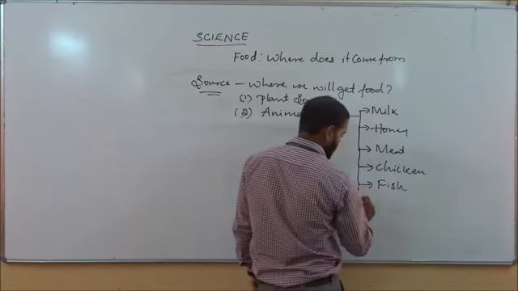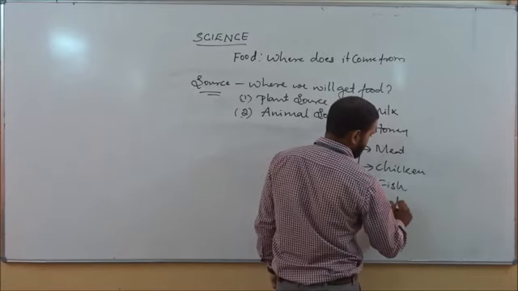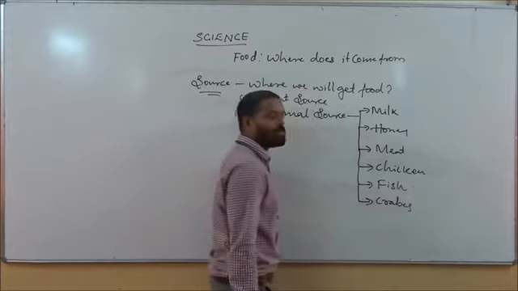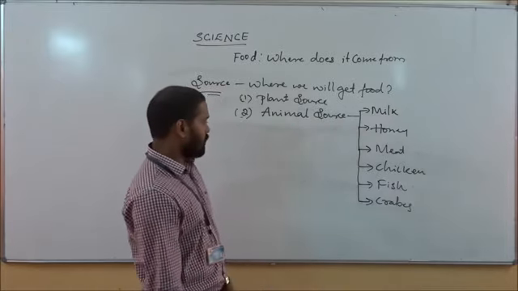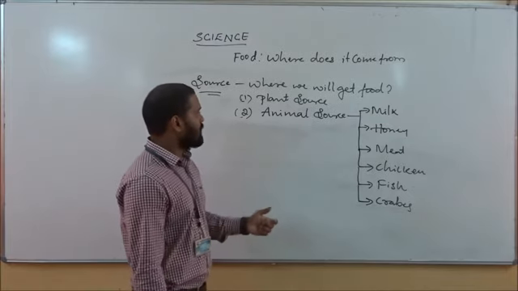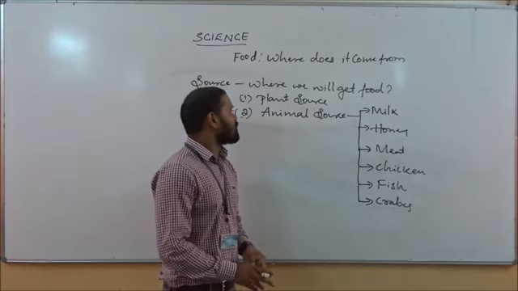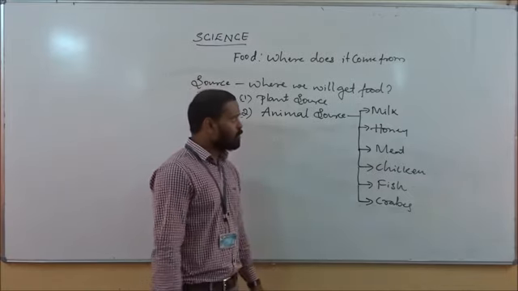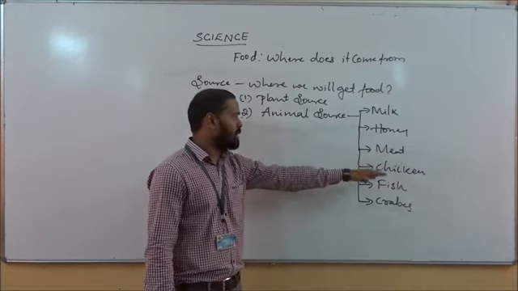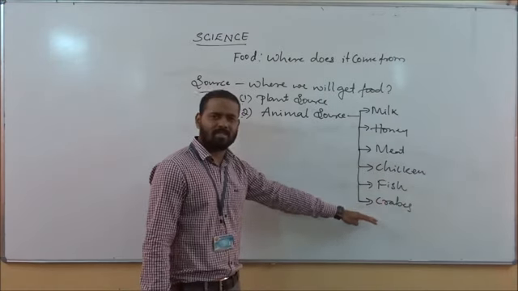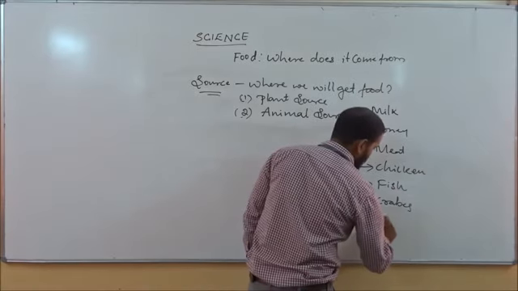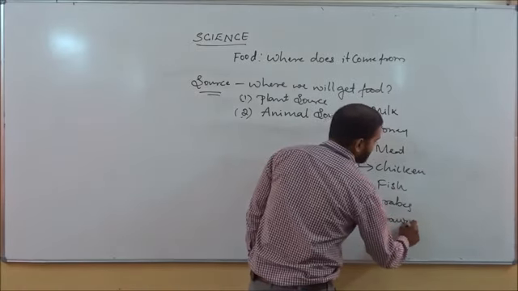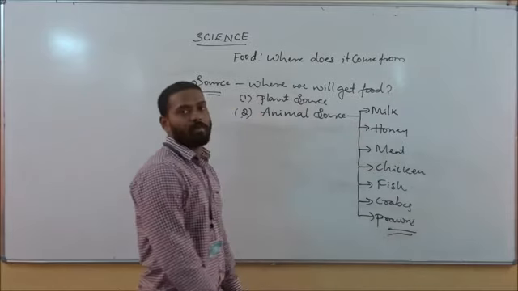Then crabs. Fish and crabs are basically seafood items which we get from the sea. So that means many animals provide food items like milk, honey, meat, chicken, fish, crabs and prawns. Prawns are also seafood. This is also food which is obtained from animals.